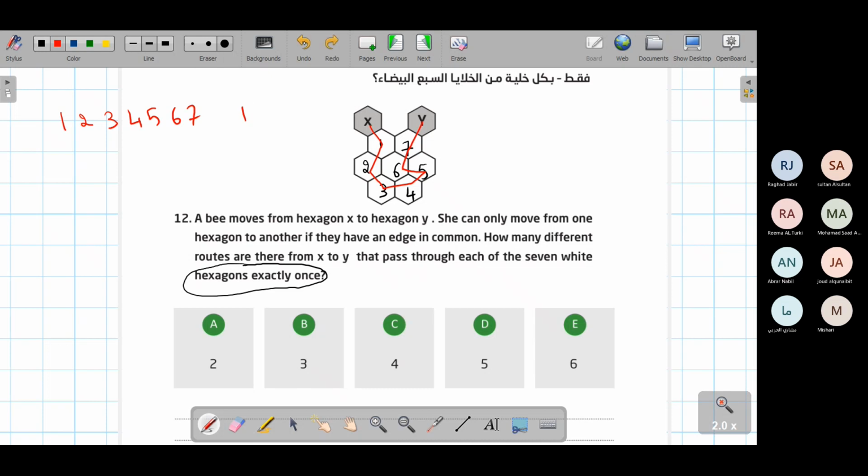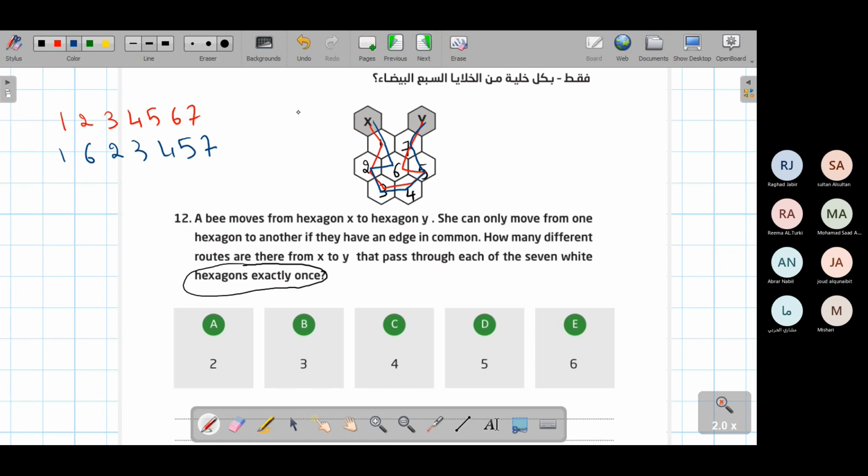Okay. Then I will take another one. This one, that one, that one, this one. So it's 1, 6, then 2, then 3, then 4, then 5, then 7. This is another way to go from X to Y, and you continue till you have the right answer.